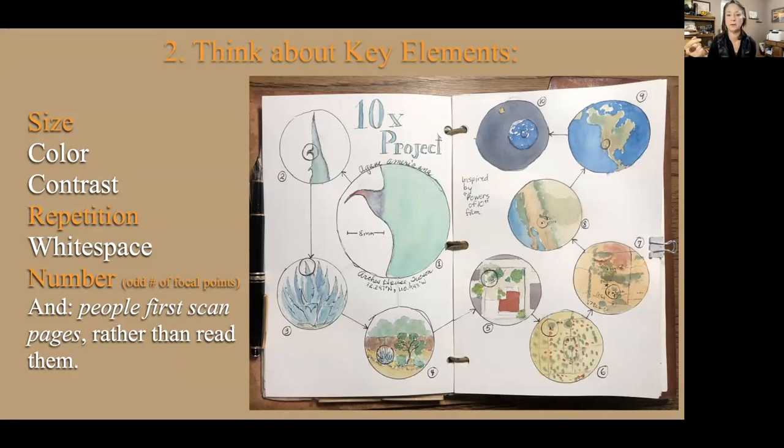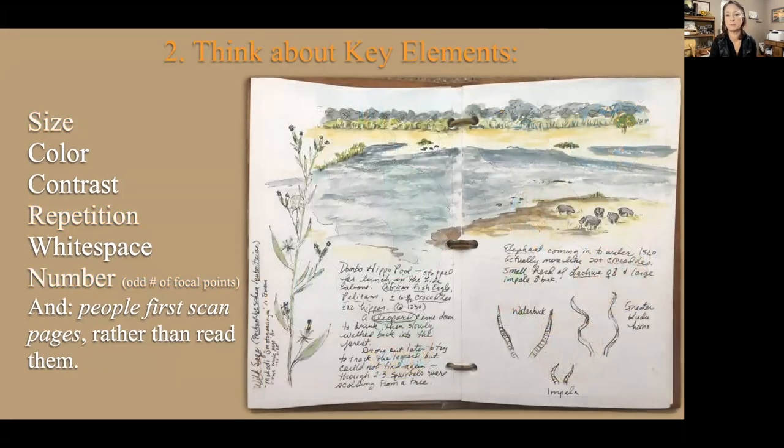Repetition, we talked about. And then there are an odd number of objects on this page. There are 10 circles and the headline. So that really follows these principles, these elements. Let's look at some more.